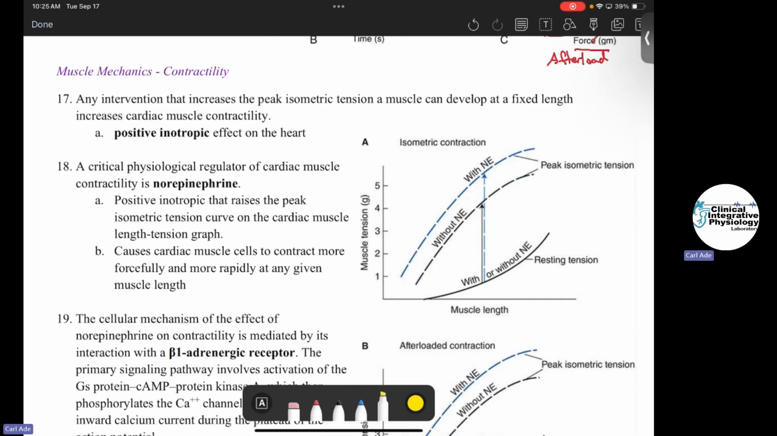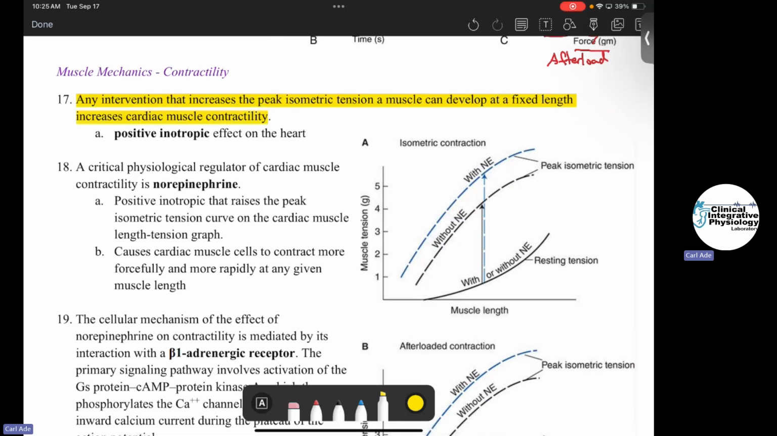Contractility, we've got preload, we've got afterload, excuse me, and now we've got contractility. How do we change the force of contraction with external factors? Any intervention that increases the peak isometric tension that cardiac muscle can develop at any given length increases the contractility. We use the term positive inotropic effect on the heart. So a positive inotropic effect is going to increase the tension that it can develop at any given length.